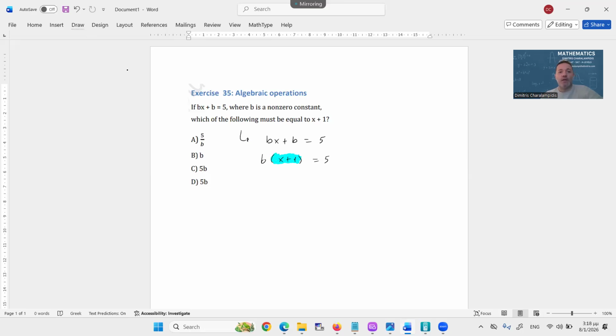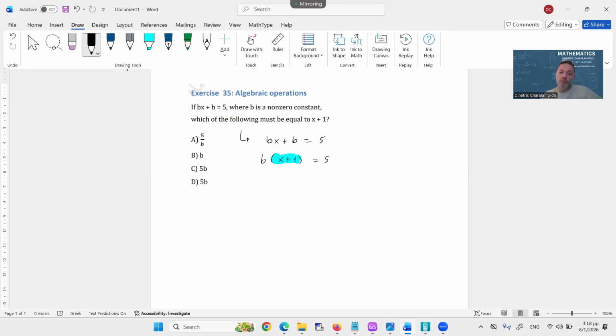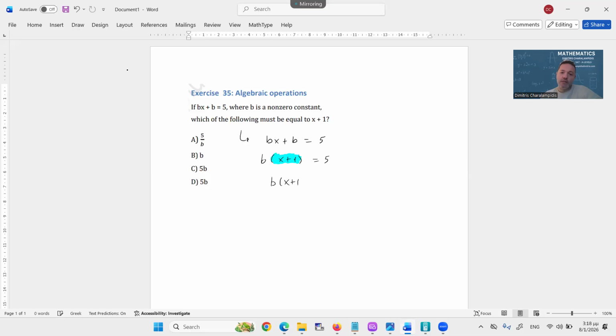How can I do that? By dividing both sides of this equation by b. On the left side, the b's will simplify each other, and we will get the x plus 1, and on the right side, we will keep the expression 5 over b, which is what we actually wanted to find. So, for this question, the right choice would have been A.